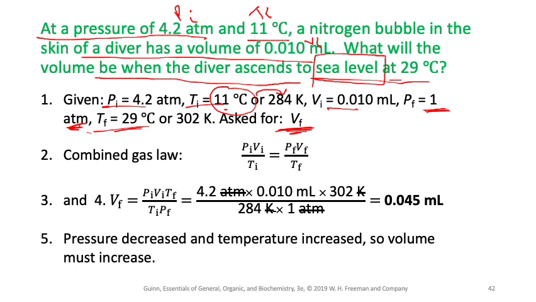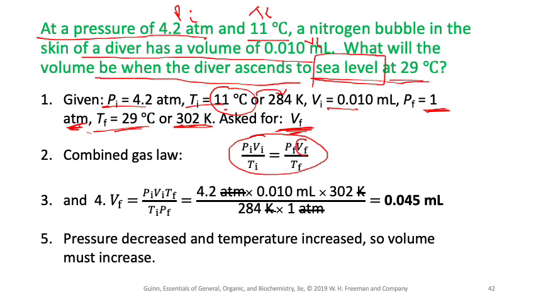Final temperature is 29. Convert that into Kelvin, which comes out to be 302 Kelvin, and we have to use this equation, the ideal gas equation. Why? Because we are changing 3 parameters at the same time, right? And then what we need is VF. So again we have to use cross multiplication.